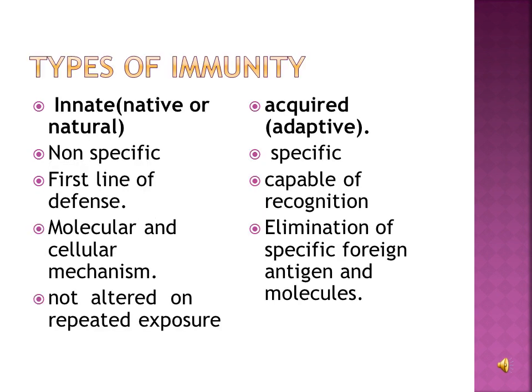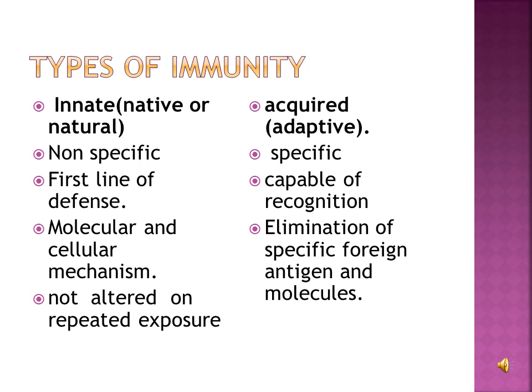Let's talk about the types of immunity. Immunity may be of two types. Number one, innate, native or natural immunity. And number two, adaptive or acquired immunity. First of all, we will talk about innate immunity.